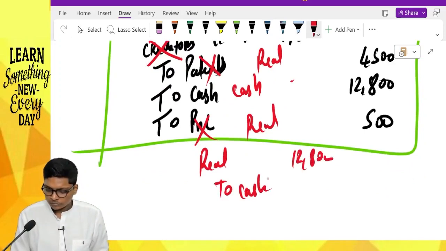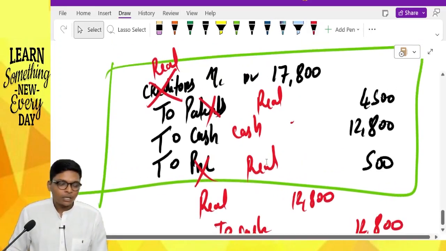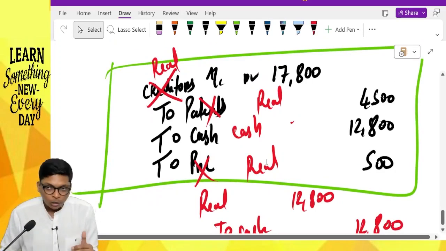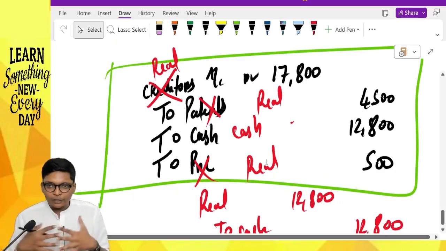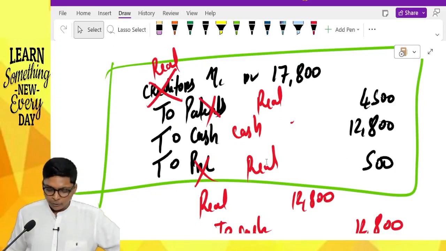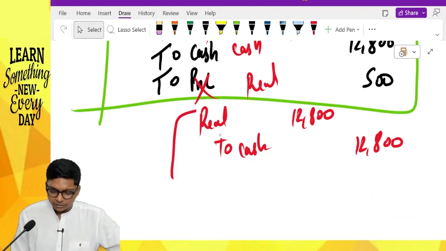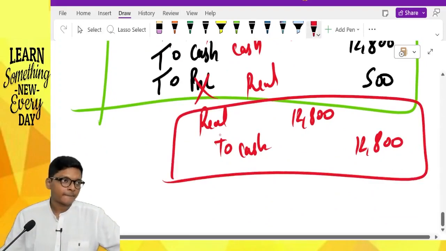So my net entry will be that. Are you able to follow? Understanding, guys? I will show you how I debit and credit, net off, and still get the same profit. We will prove it now. But make a note of this. This is my entry: realization to cash 12,800.